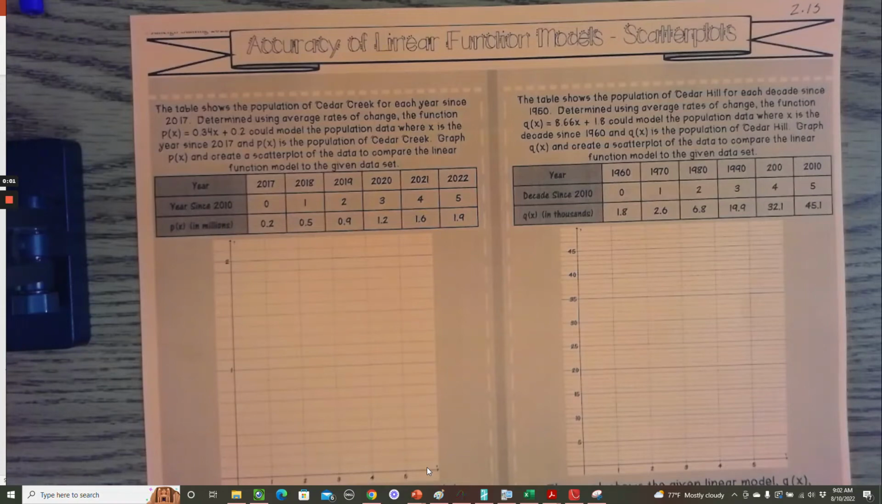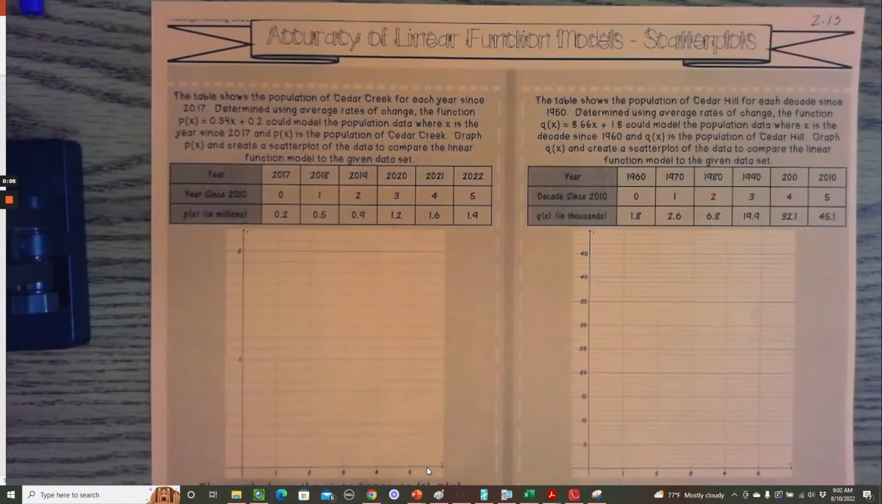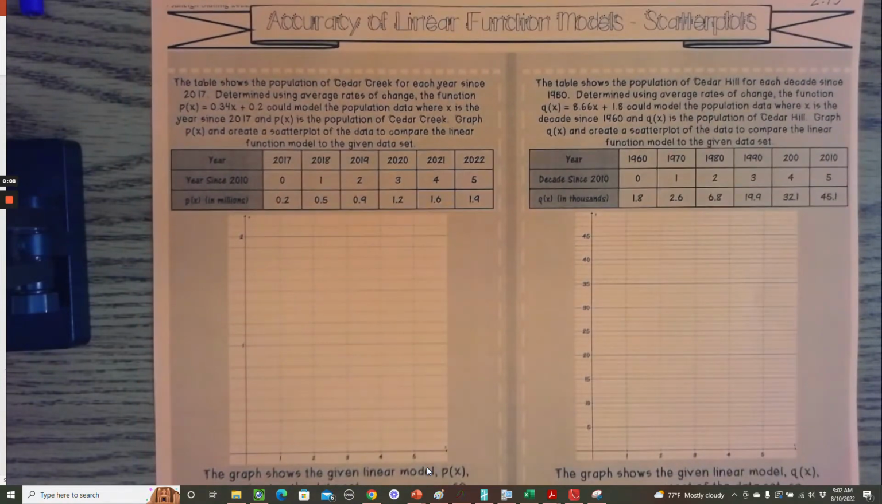This video is for the accuracy of linear function models. We're going to use scatterplots today to determine if our function models are accurate. So our first set of data. The table shows the population of Cedar Creek for each year since 2017, determined using average rates of change.